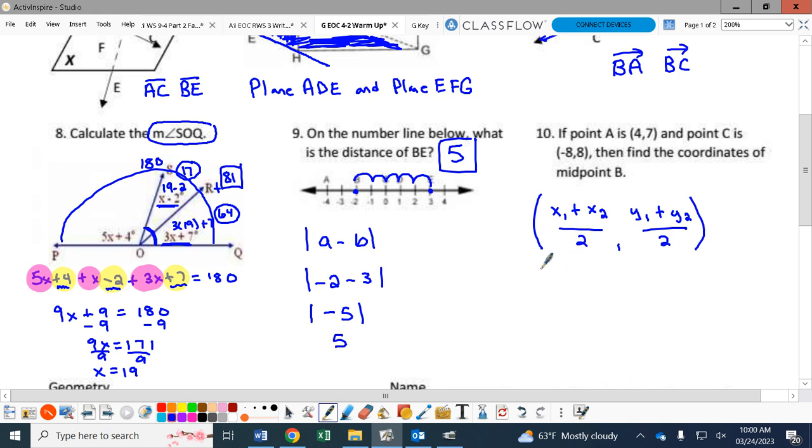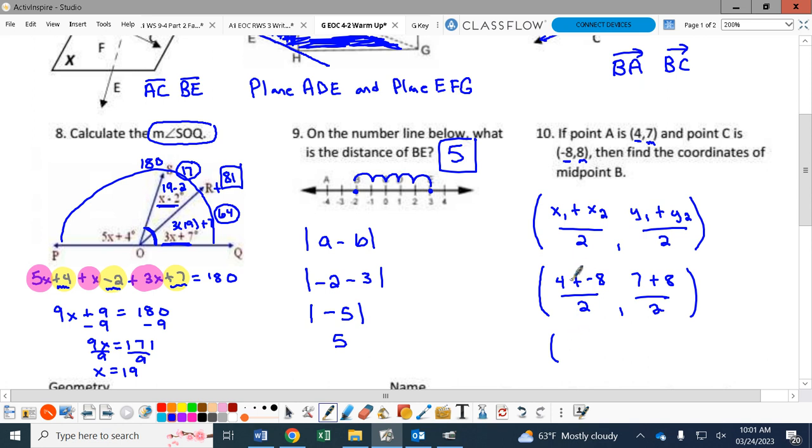So if we plug into this, what's the x from here? This is going to be 4. Plus the x from here, which is going to be -8, all divided by 2. We're taking the x and the x, adding them together, divided by 2. Then we're going to take the y's and add them together. The y's are going to be the 7 and the 8, so it's going to be 7 plus 8, all divided by 2. And then we do the arithmetic.